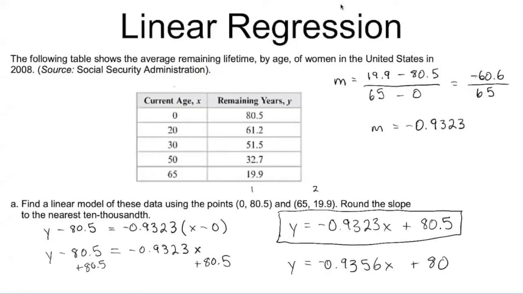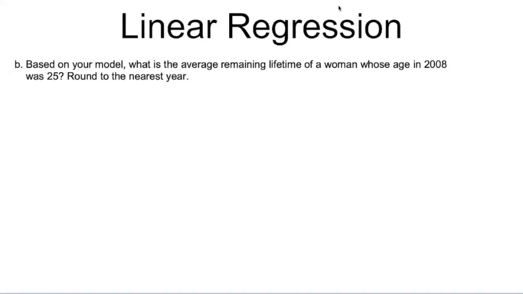So at this point, we can actually rewrite our linear equation as follows: y equals -0.9356x plus 80. So let's look at the next part of this question. For part B, we are told, based on your model, what is the average remaining lifetime of a woman whose age in 2008 was 25? And it wants us to round our answer to the nearest year.